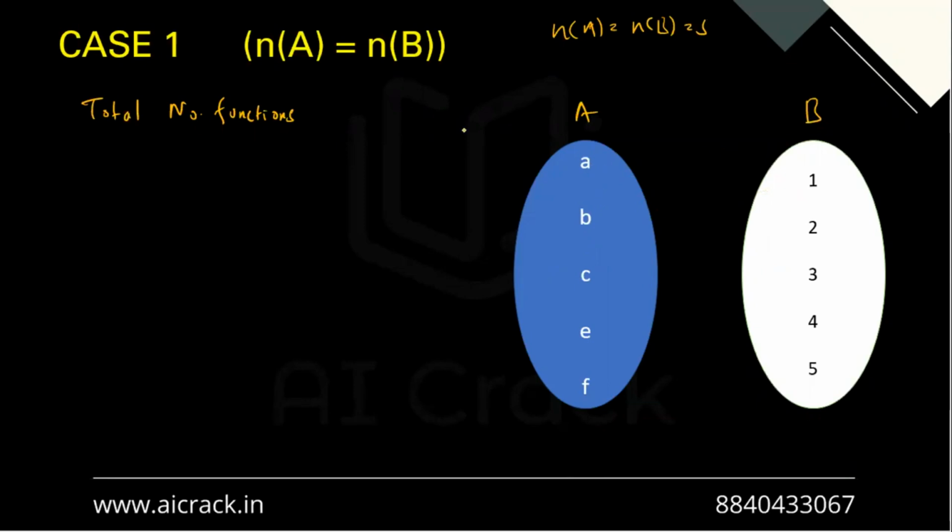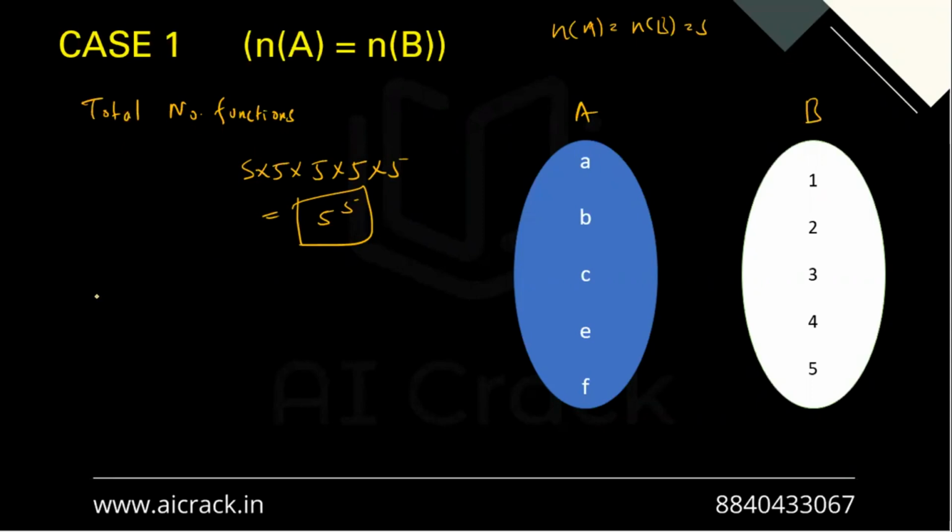Now, when I'm trying to calculate the total number of functions for this kind of case, n(A) equals n(B), I can clearly see that this element has 5 choices, and similarly, this also has 5 choices. So this element can map to 1, 2, 3, 4, or 5, whichever it wants, right? So it has no restrictions. Similarly, B can also do the same. So every element has 5 choices for mapping. So basically 5 into 5 into 5 into 5 into 5. That would give me 5 raised to 5. So this is the total number of functions over here.